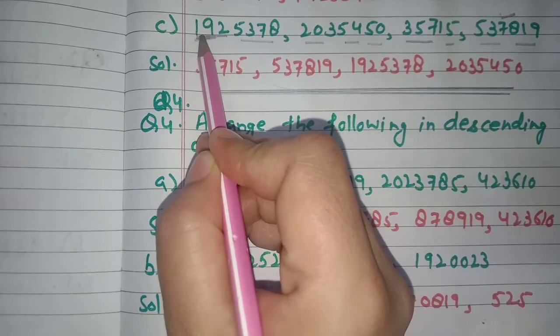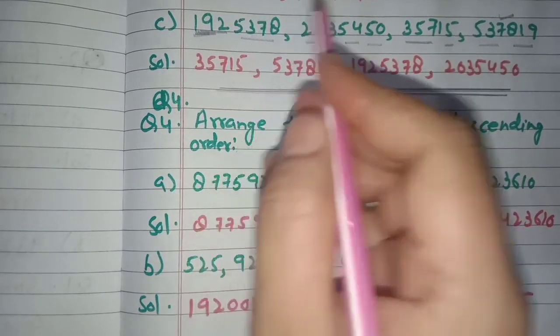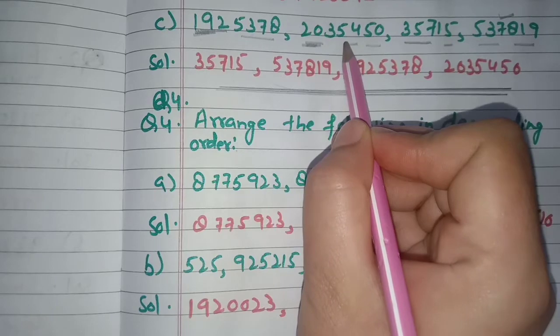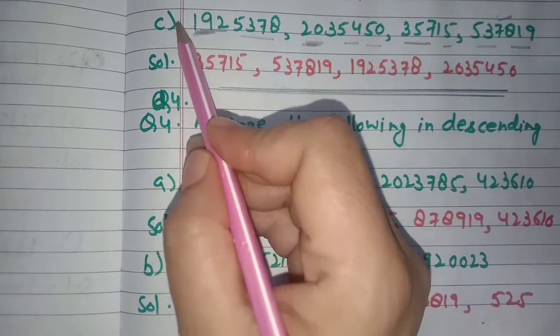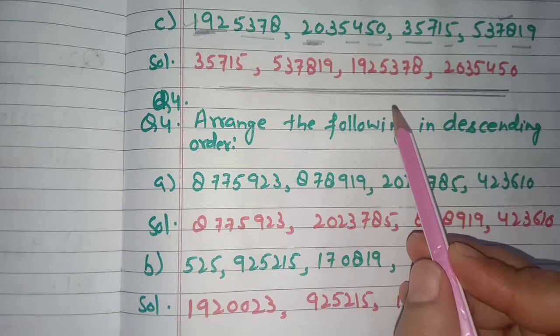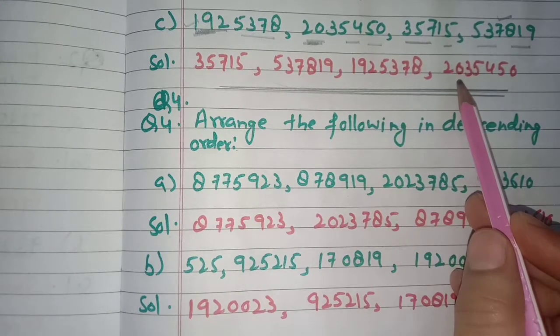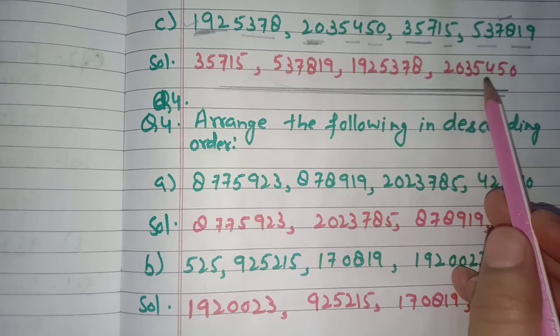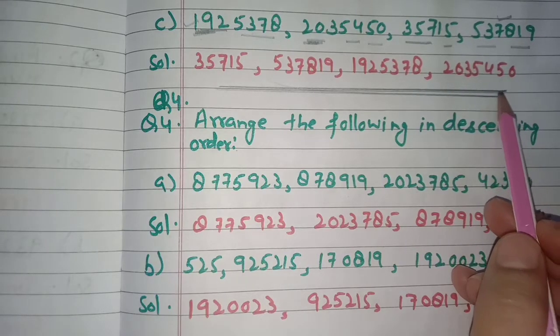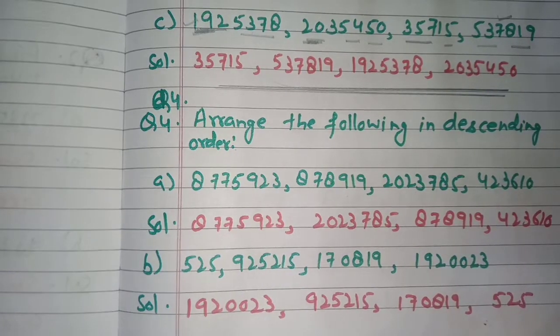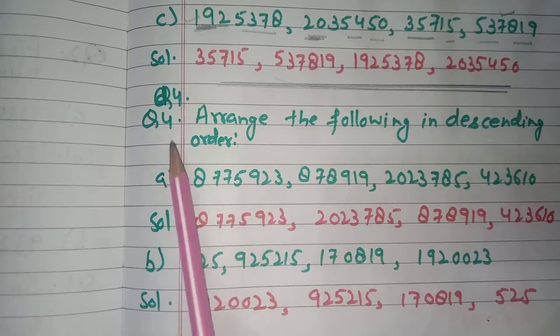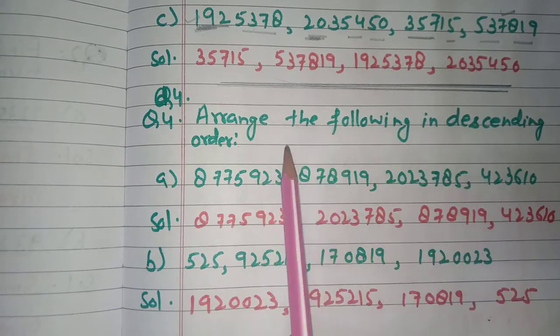So this is 19,25,378 and this is 20,35,450. So obviously this one is smaller. So first of all we will write 19,25,378 and then 20,35,450. Now let us do the next question, and the question is, arrange the following in descending order.